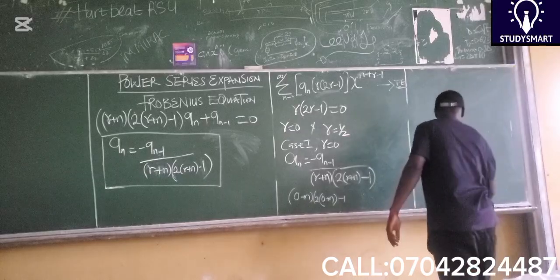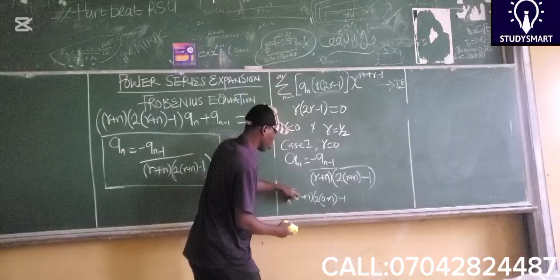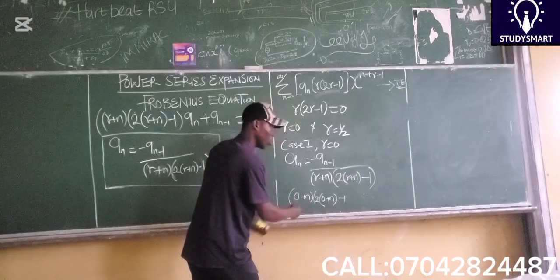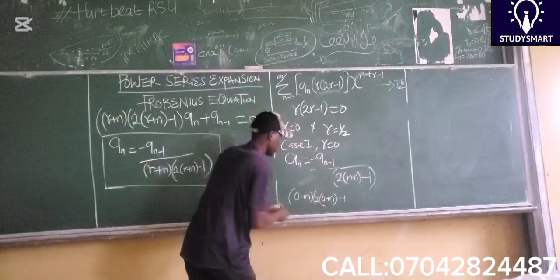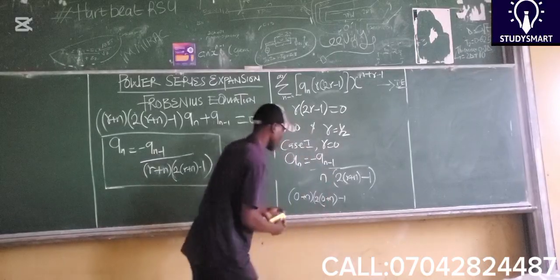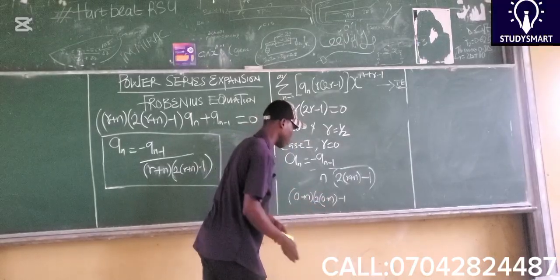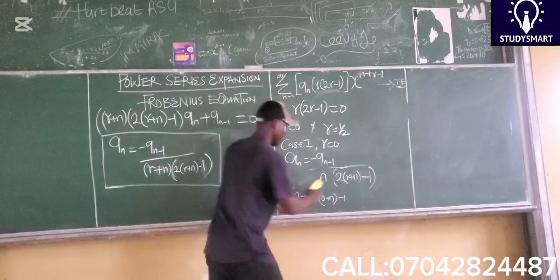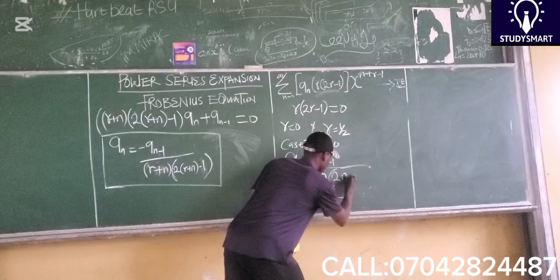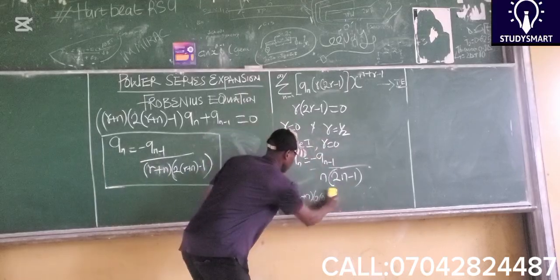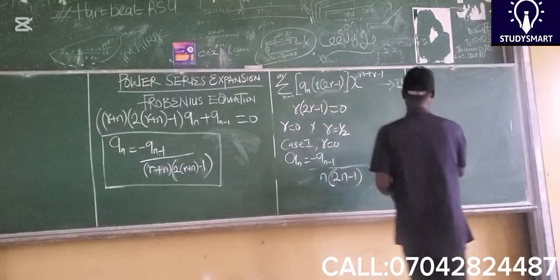So I'll change r plus n to n, because 0 plus n gives me n. So here becomes n, and 2 times n gives me 2n, then minus 1. So I have multiplied by 2n minus 1. This is what I have for case 1.